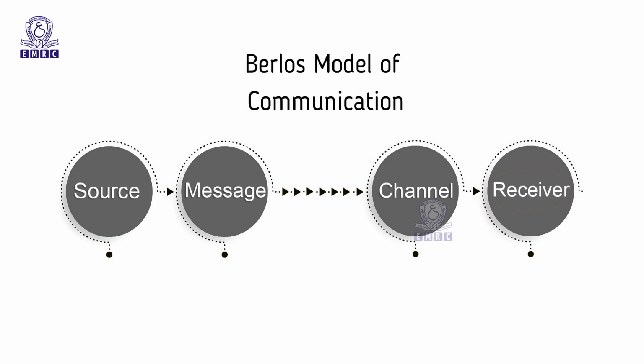The SMCR model is one of the early attempts to simplify and break down the communication process into its basic components, providing a linear and straightforward framework for understanding how communication occurs. The SMCR model of communication stands for source, message, channel, and receiver. This model is a simple and linear representation of the communication process, breaking it down into four essential components.